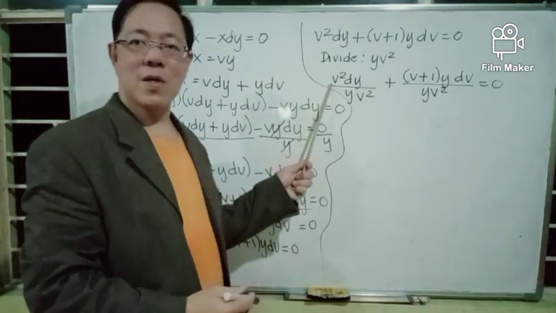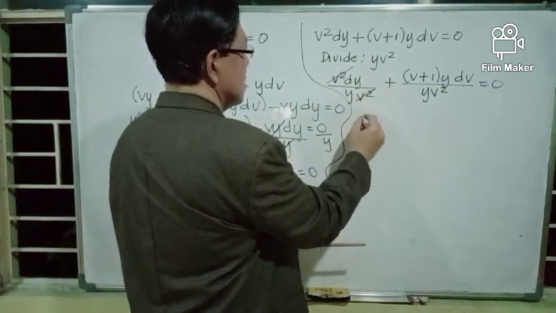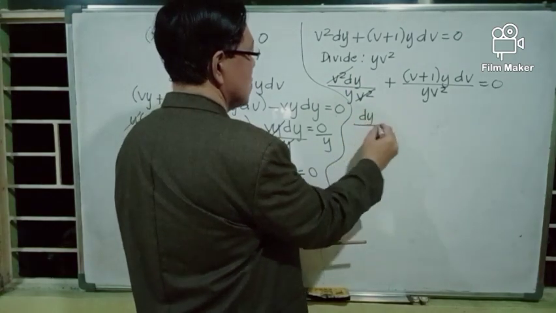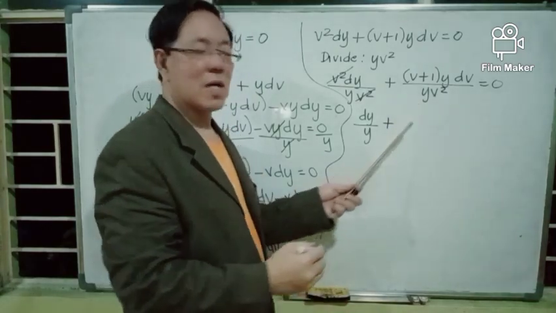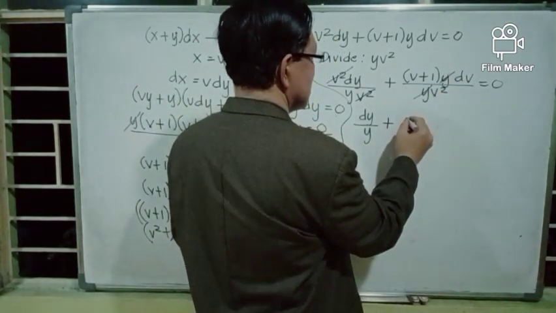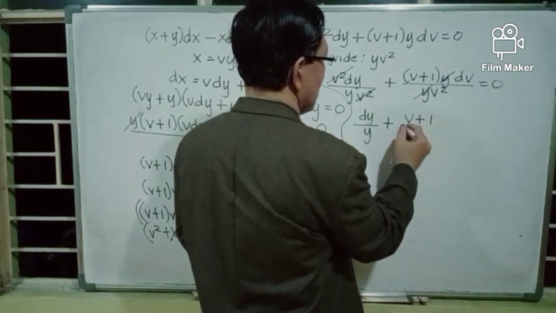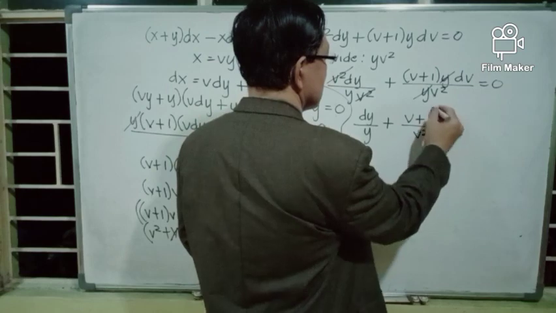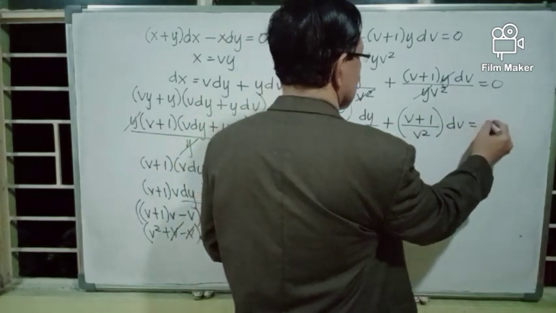In the first term, v squared will cancel out. We have dy over y. In the second term, y will cancel out. And we get v plus 1 over v squared dv equals 0.